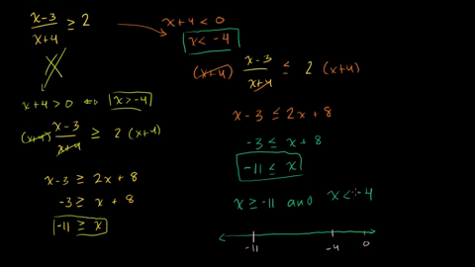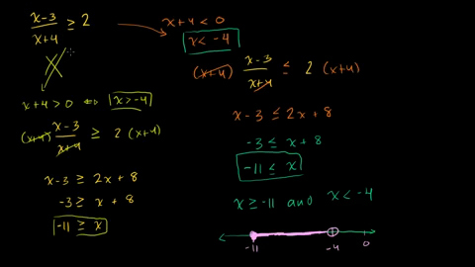Remember, we can never be equal to minus 4, because that would make this undefined. So we have to be less than minus 4, so we don't include minus 4. But we have to be greater than or equal to minus 11. So we can't go less than minus 11, but we include the minus 11 because this was greater than or equal to. So anything in this range, where I've shaded it in, will satisfy that equation over there.